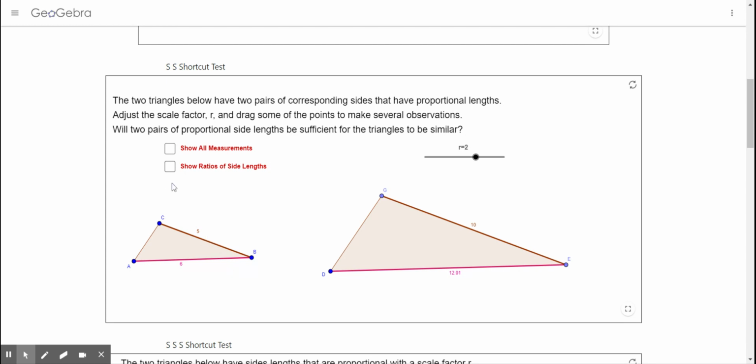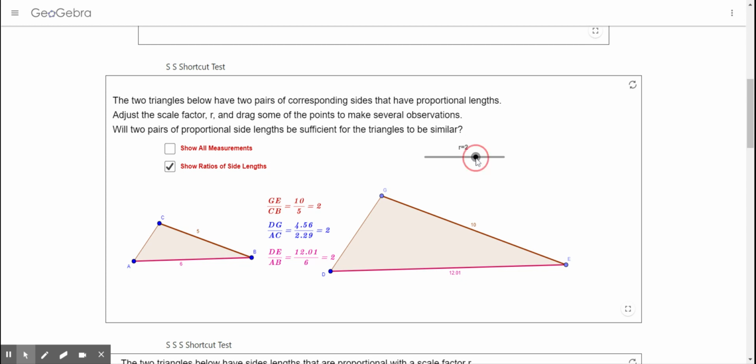Whenever you start to look at one of these shortcut tests, you're going to click on show ratios of side lengths. So we click on that, and you can see that the ratio here is 2. In other words, each one of these side lengths on the right is double the one on the left. The one on the left is half the one on the right. So I'm going to show you how to use this to fiddle around with it. The goal is to try to make two triangles that are not similar.